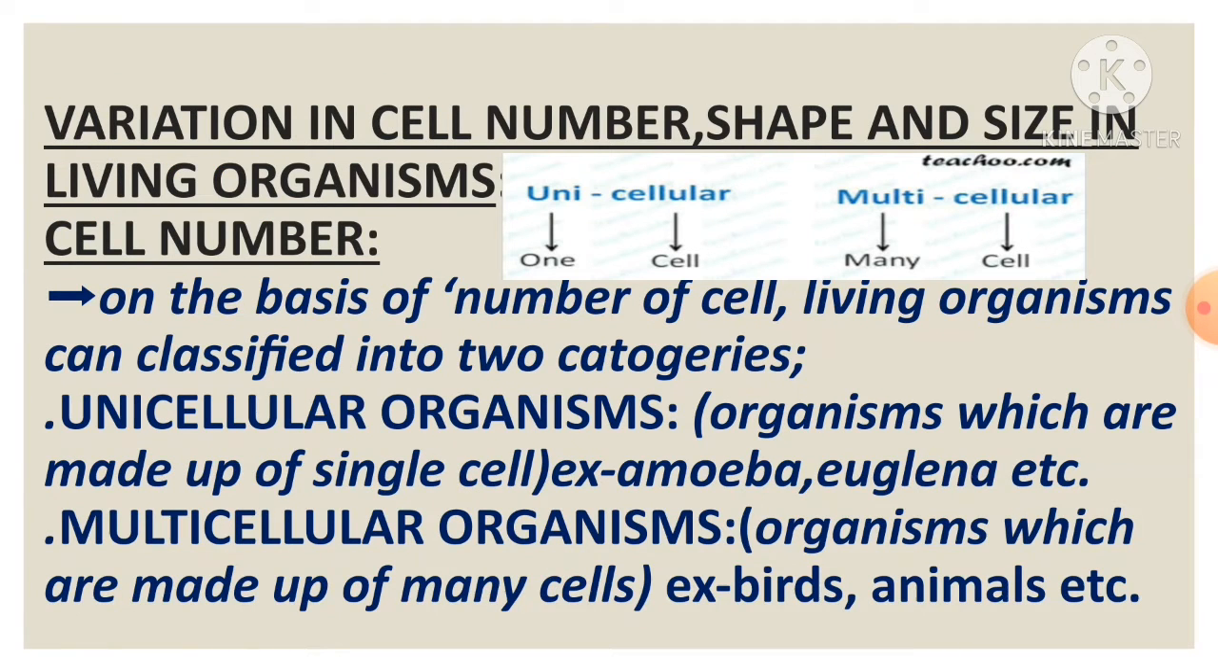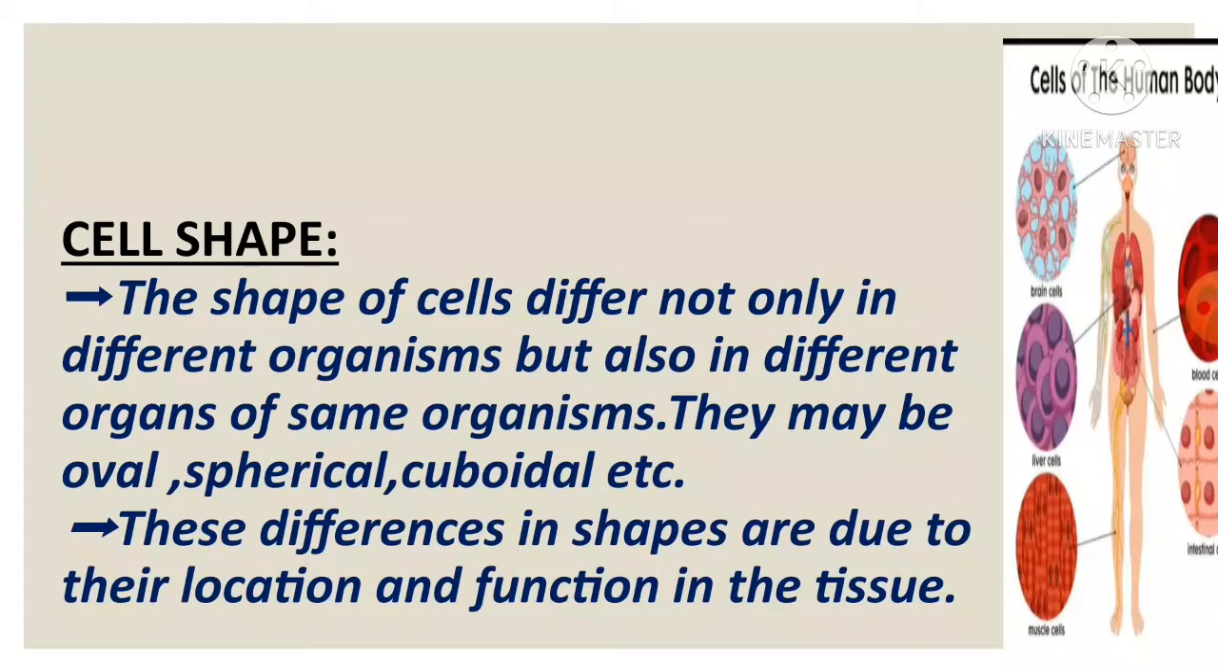Variation in cell number, shape, and size in living organisms. Cell number: on the basis of number of cells, living organisms can be classified into two categories: unicellular organisms and multicellular organisms. Unicellular organisms are organisms which are made up of a single cell. Example: amoeba, euglena, etc. Multicellular organisms are organisms which are made up of many cells. Example: birds, animals, etc.